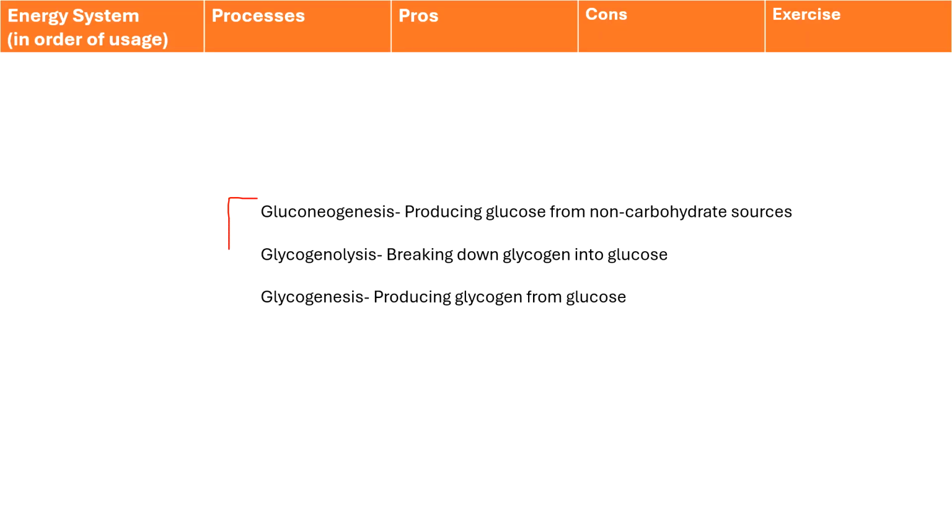If you have trouble memorizing these key words, just look at the last part. If it involves genesis, it is producing, and if it involves lysis, it is breaking down. So make these links and understand them. If it involves glyco, it involves glycogen. So in this case, lysis is breaking down and glyco is glycogen, so it is breaking down glycogen. And what is glycogen broken down into? Glucose. In this case, glycogenesis is producing glycogen, because genesis is producing, and from what is it produced? From glucose. I hope that makes sense.